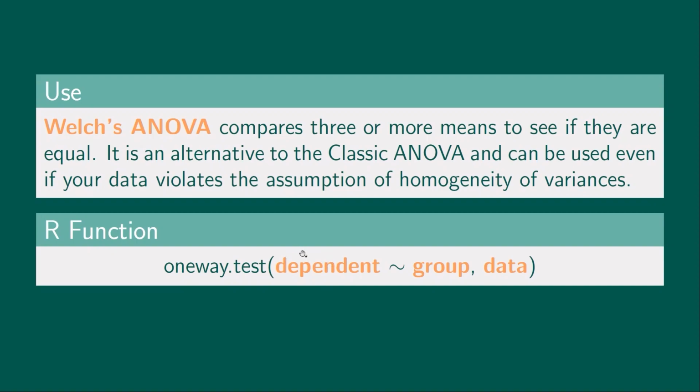Dependent contains the variable that was measured during the data gathering procedure, also known as the dependent variable. Group contains the grouping variable, also known as the independent variable, whereas data is the object that contains the variable.